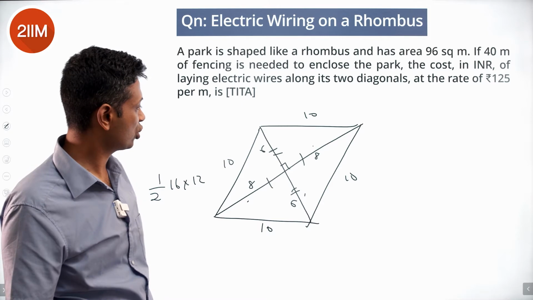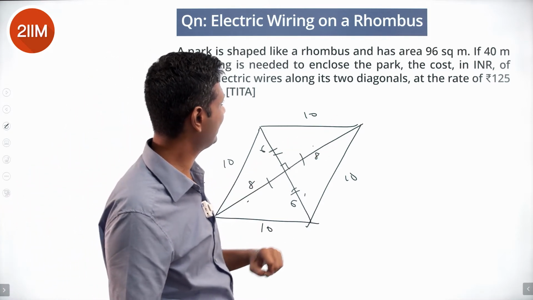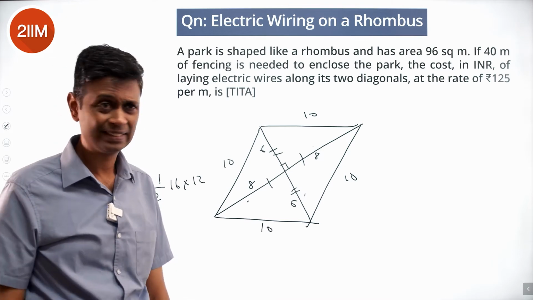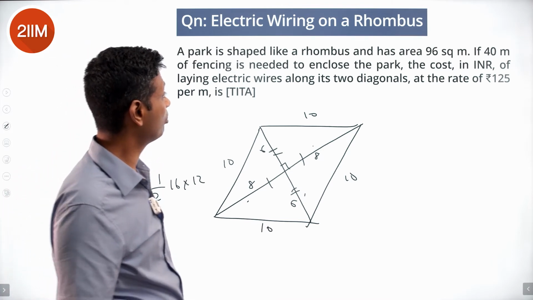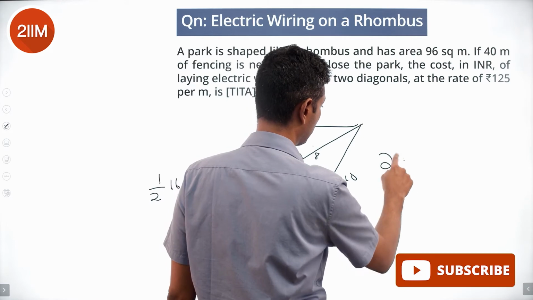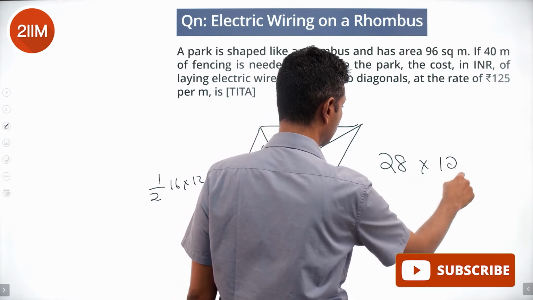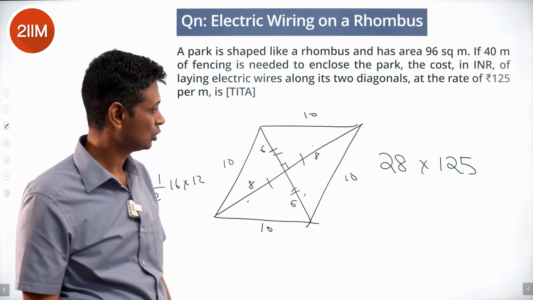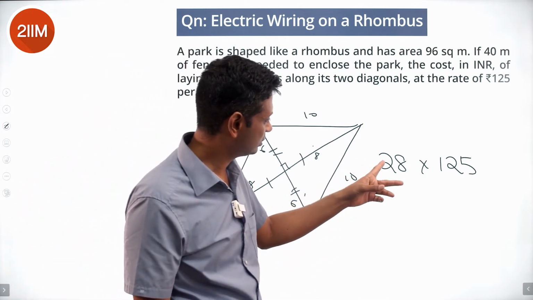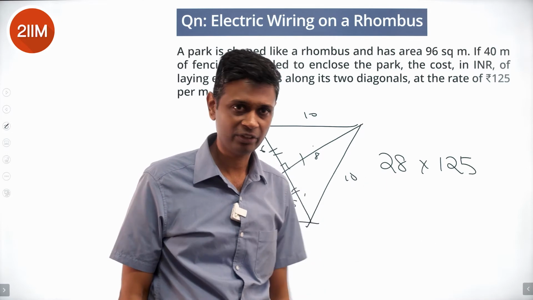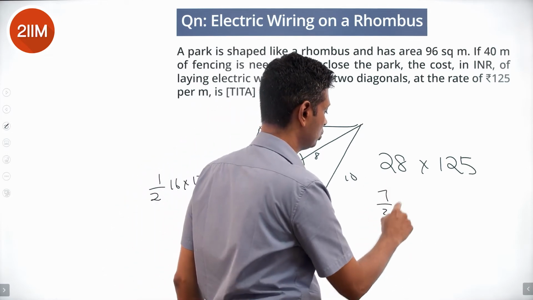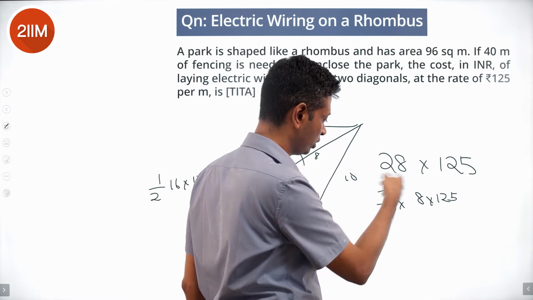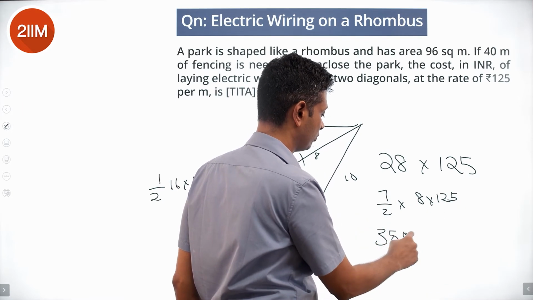So along its two diagonals, the 16 meter diagonal and the 12 meter diagonal, we're doing 16 plus 12, which is 28. So along 28 meters, we are plugging in 125 rupees per meter. 28 meters into 125. So this is 7 into 4 into 125, 7 into 500, which is 3500. 3500 is the total cost.